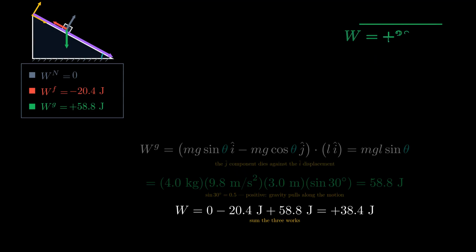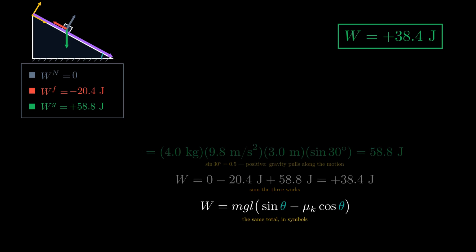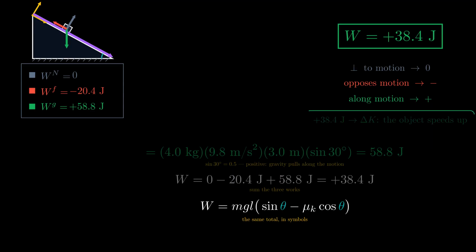Finally, sum the three. 0 minus 20.4 plus 58.8, 38.4 joules in total. Positive. In symbols, the total is mgL times sine theta minus mu sub k cosine theta. The dot product sorted the three forces at a glance. The perpendicular force gave 0, the opposing force gave negative, the aligned component gave positive. And the positive total is the energy that shows up as the object's speed at the bottom.